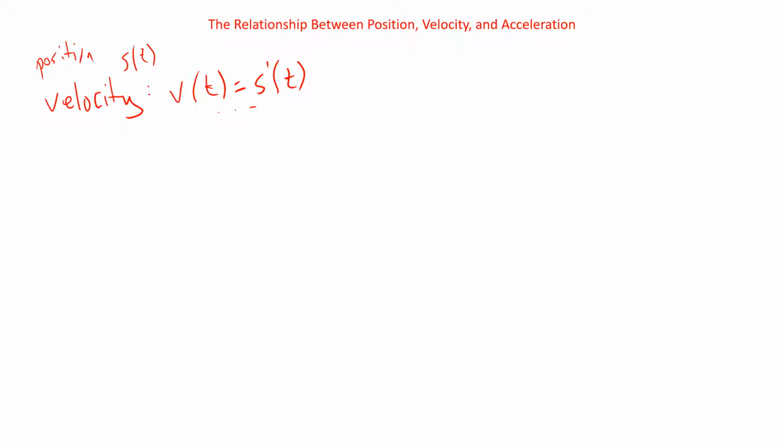And then what if we take the derivative again? Since we're looking at higher order derivatives here, what if we take the second derivative? Well, that would be the rate of change of the velocity. What do we call it when the velocity is changing? That's called acceleration. A of t, that's going to be the derivative of velocity, or the second derivative of position.